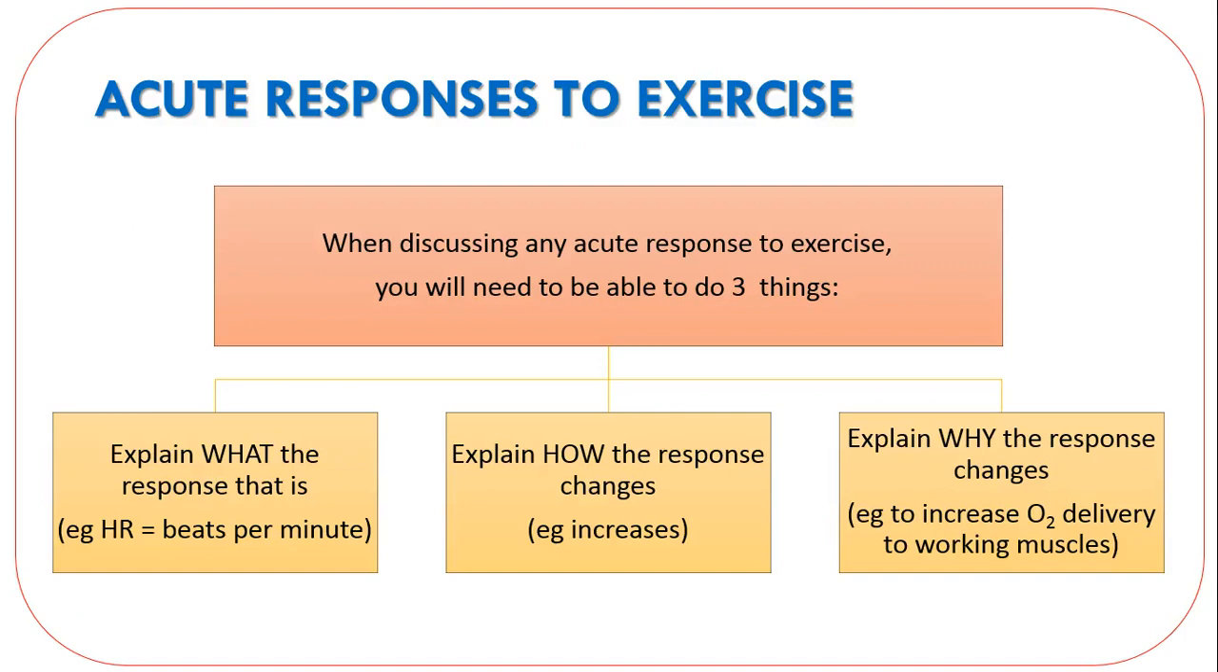When we are looking at acute responses to exercise, from a PE point of view, there's three things that you need to be able to do for each of these responses that we look at. You need to be able to explain what the response is. So pretty much you need to be able to define the response or explain what is actually happening with that response. Then you need to be able to explain how it changes when we begin to exercise. The majority of the responses that we look at increase, but there are a couple that actually decrease. And then we need to look at why these changes occur. So are they aiming to increase oxygen delivery, increase oxygen availability, those sorts of things.